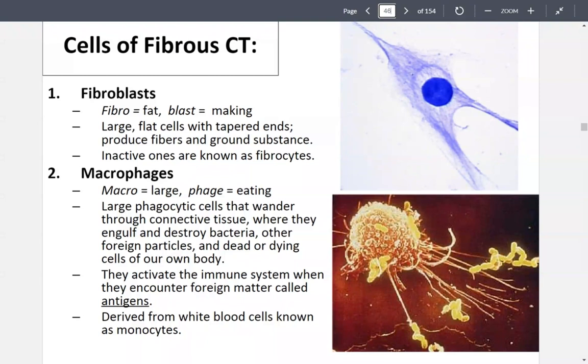Now, part of the reason they're able to do this is because macrophages are actually a variation on a white blood cell that we will talk about when we talk about blood, called monocytes. Monocytes are one of the 5 main types of white blood cells, and macrophages are a variation on that.